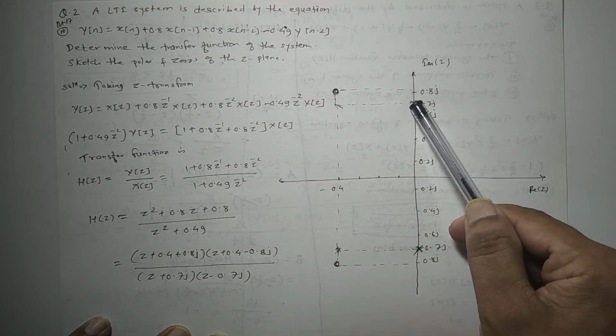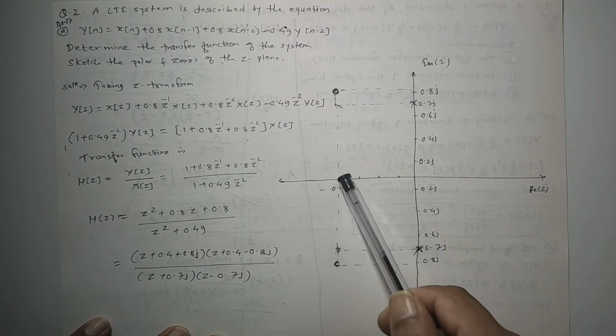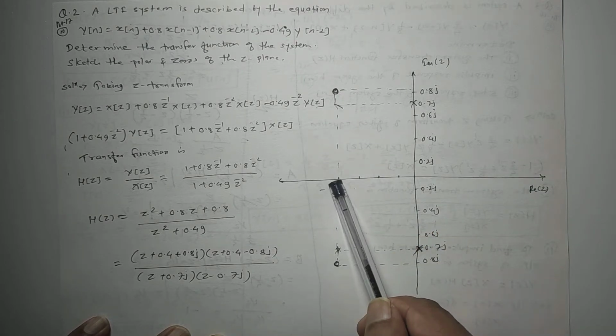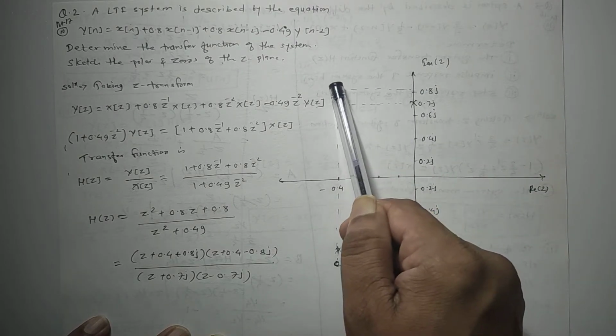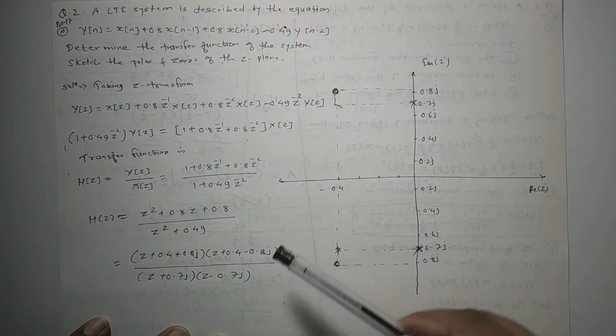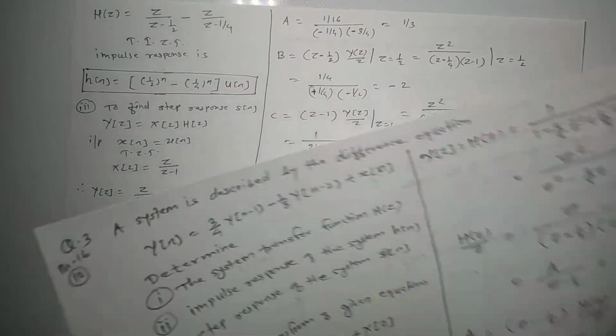So here is plus 0.7j, here is minus 0.7j, and there are two zeros. One is at z is equal to minus 0.4 minus 0.8j. So minus 0.4 and minus 0.8j will be this one. This is one zero represented by circle. Another zero will be minus 0.4 and plus 0.8j. This is another circle. Okay, isn't it? So we say that these are the two zeros, and this is the pole zero plot of the system.